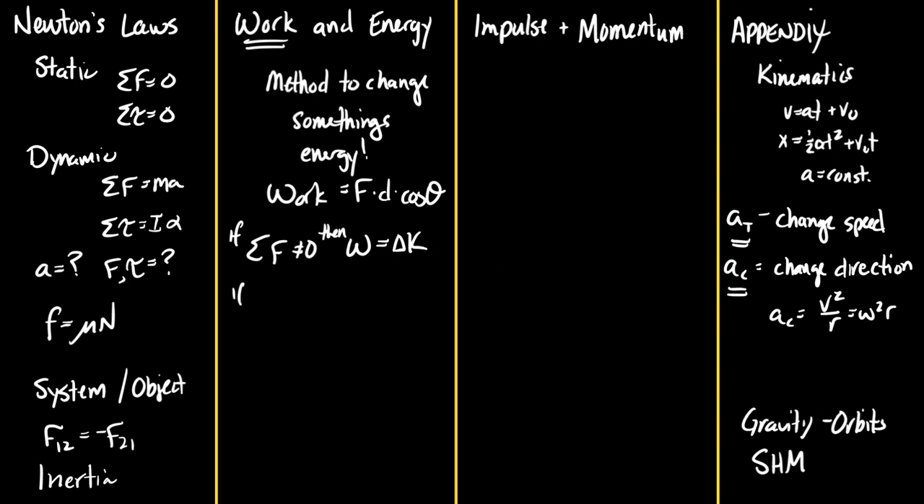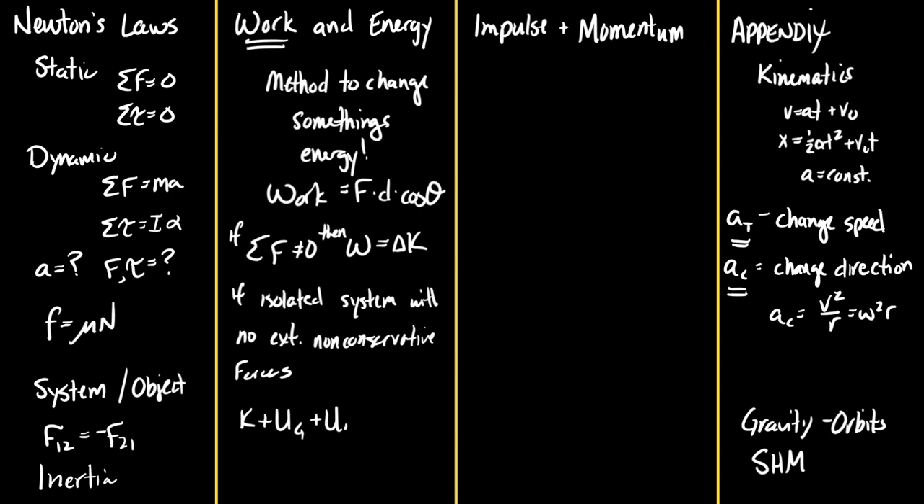If there is no external, let me say this different. If you have an isolated system, I'm saying it very specifically, I know it's a lot of words, but if you have an isolated system with no external non-conservative forces, friction, air resistance, then the sum of all the forms of energy that you know is a constant.